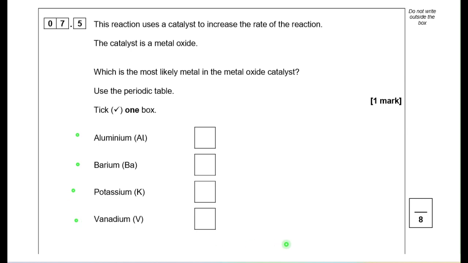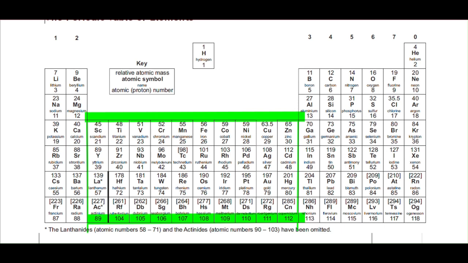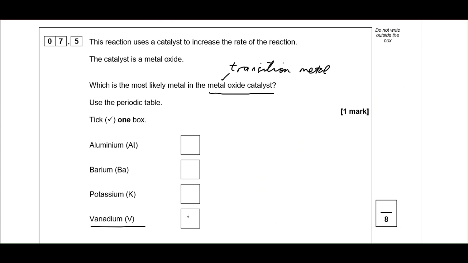What do we know about catalysts? Metal catalysts or metal oxide catalysts. Whenever we think of metals and catalysts, we go straight to the transition metal block of the periodic table. So let's have a look at it now. Here's vanadium, right there in the purple. So to get 1 mark for this question, we put a tick in the box vanadium.